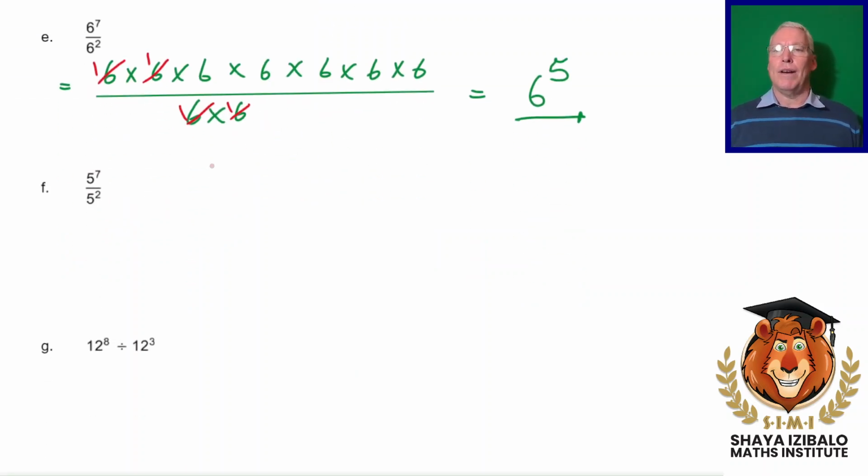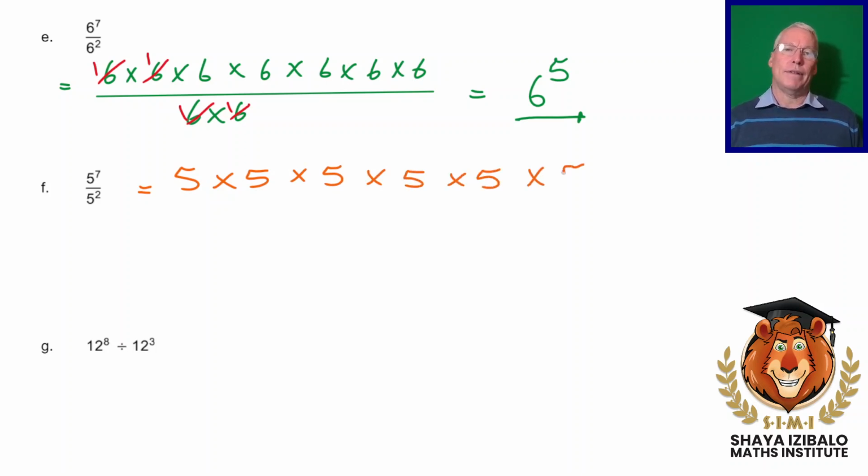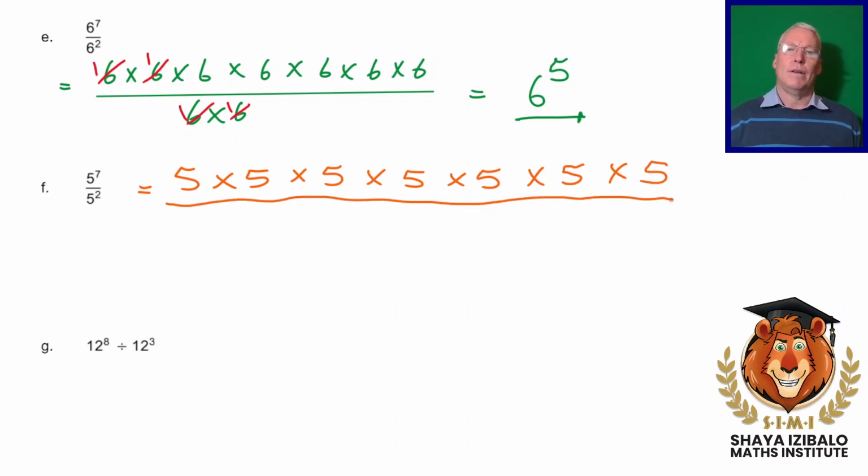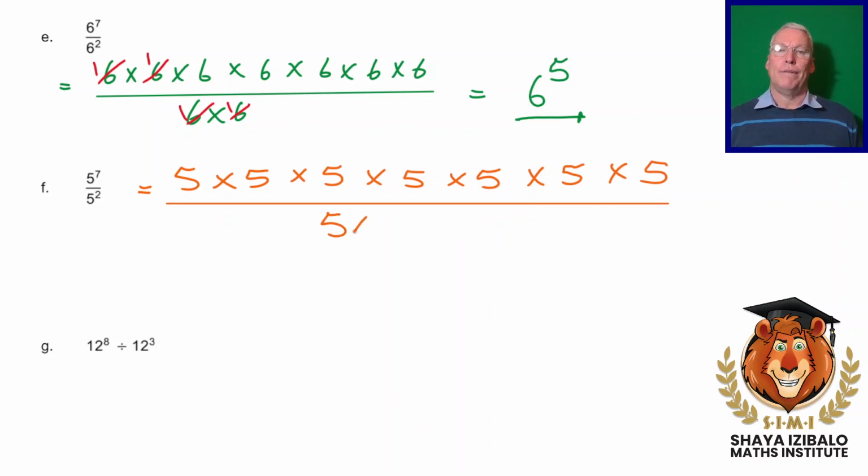Right, let's do this one. 5 to the 7 over 5 squared. This is 7 5s. 3, 4, 5, 6, 7. And on the bottom we've got 2 5s. Okay, we can divide the top by 5, it goes in once. The bottom by 5, it goes in once. We can do it again. Right, what have we got left? We've got 1, 2, 3, 4, 5 5's multiplying together. We write that as 5 to the power of 5.